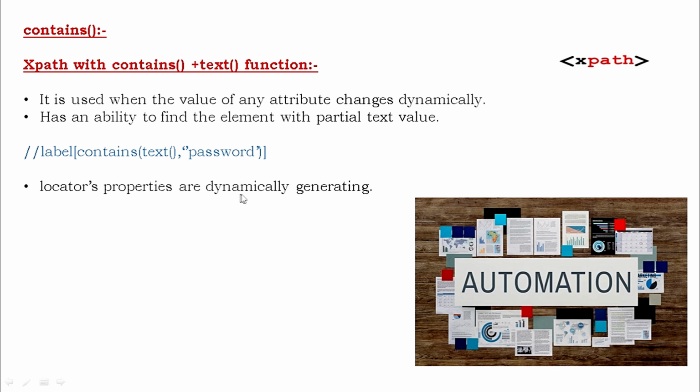When the locator properties, meaning the attribute values, are dynamically generating, in such situations we can go with the contains method.